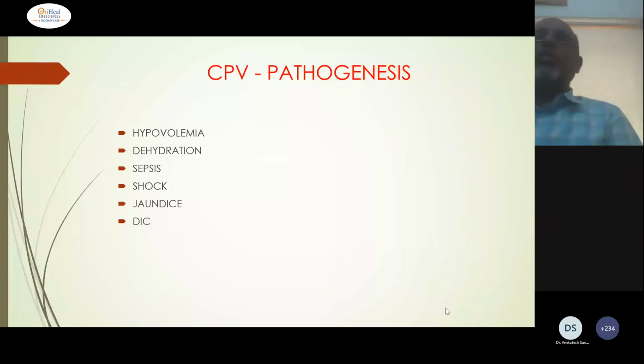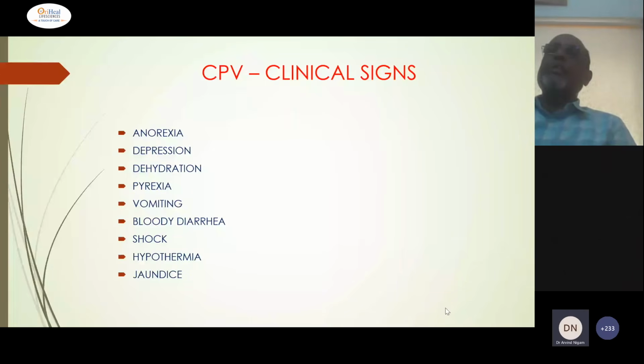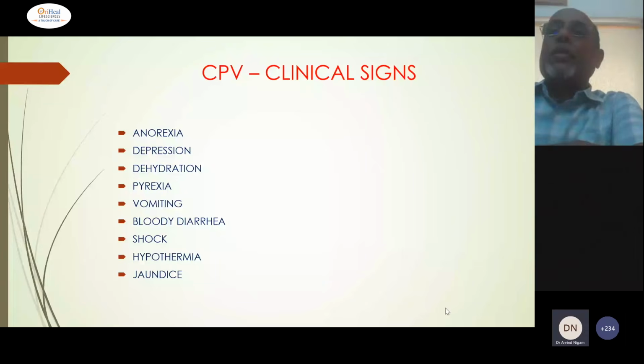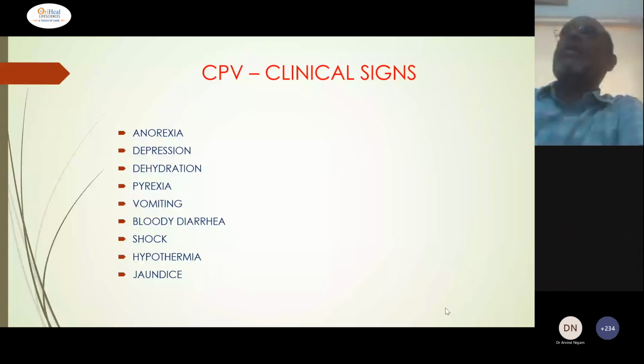What is the pathogenesis? There's going to be severe hypovolemia, dehydration, sepsis, shock, jaundice, and disseminated intravascular coagulation. You can see ecchymotic patches in the abdomen in severe cases. So what are the clinical signs? Severe anorexia, depression, dehydration. Sometimes you can have pyrexia, but later on it goes to hypothermia, vomiting, bloody diarrhea, shock. Later, I told you, jaundice. These are all the clinical signs of parvovirus gastroenteritis.